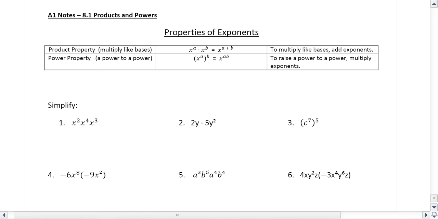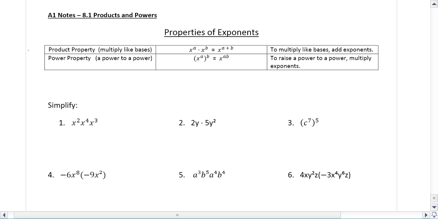This video is for Algebra 1, Chapter 8, Section 1, Products and Powers. So we begin our chapter on exponents, and this is a bit of a review. You have seen this before, both in pre-algebra and in an earlier chapter, but we're going to go over it again. It is vitally important, and we all need our memory refreshed a little bit.